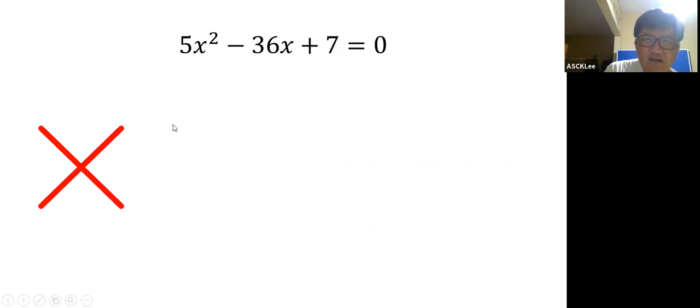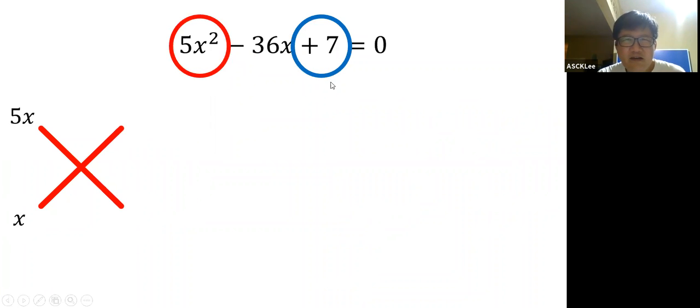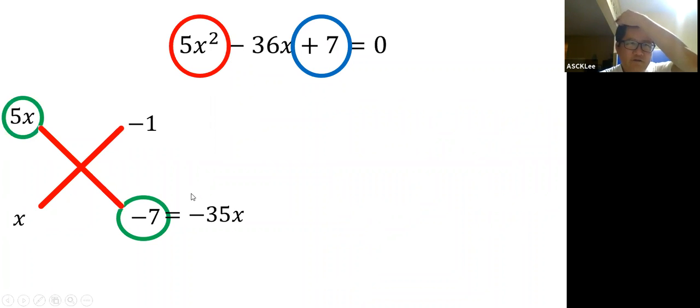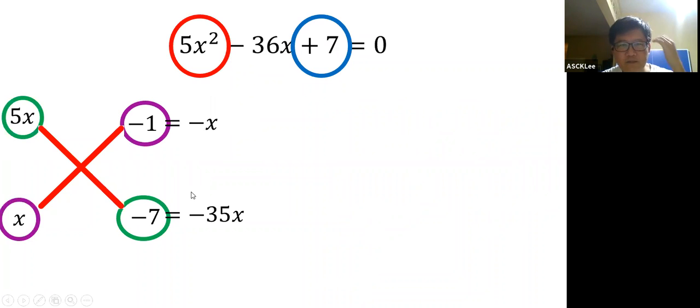You have a 5x squared minus 36x plus 7. Very simple. So 5x squared is 5x times x. 7 is simply minus 1 times minus 7. Again, I have two minus numbers because I have a minus here. All right, so 5x times minus 7 is minus 35x. X times minus 1 is minus x. And so when you add them up, you get minus 36x, which means you got your factors. Your factors are 5x minus 1 and x minus 7.